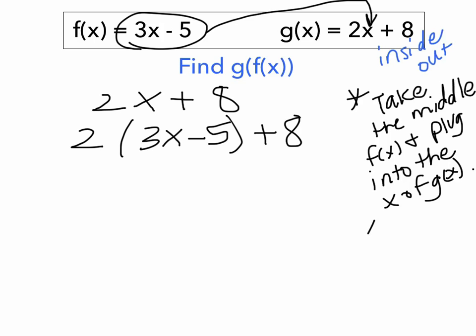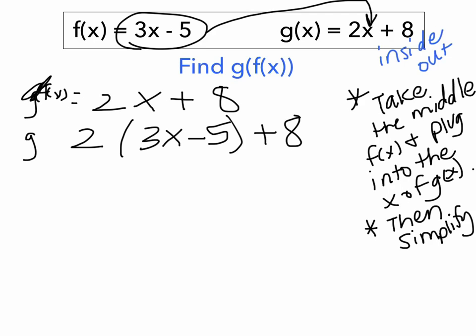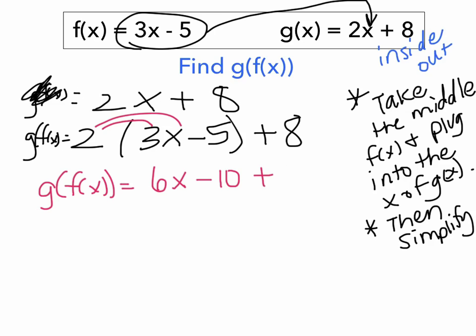Then we simplify. So g of f of x is, sorry, that should go here. g of f of x is equal to 2 with the 3x minus 5 in there plus 8. And then we just simplify from there. So I'm distributing: 6x minus 10 plus 8. And then you keep simplifying, which is 6x minus 2.